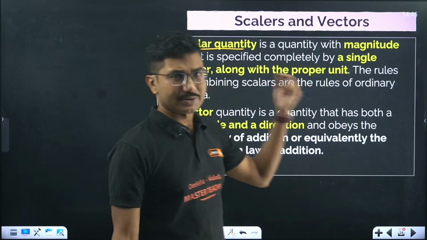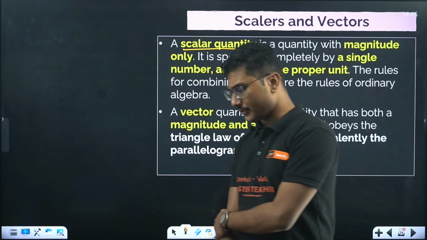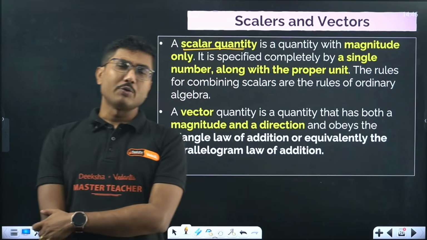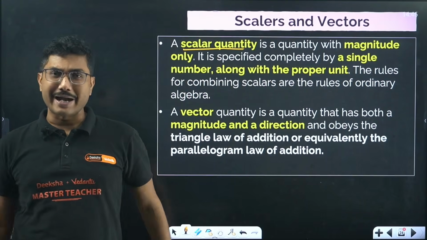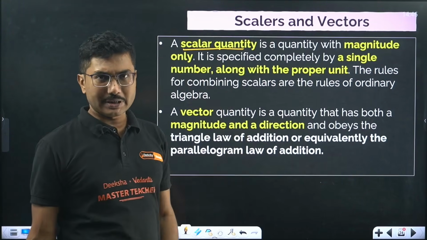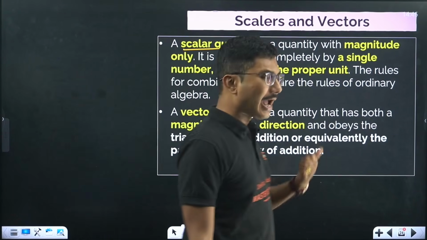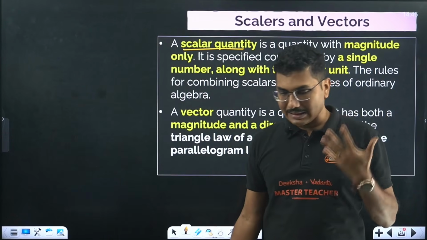For example, mass, 2 kg mass. Mass does not have any direction. If you want to add a 2 kg mass with another 2 kg mass, you just need to add them. 2 plus 2 equals 4. So that is the simple addition method. For any scalar, you just need to know the value and you can simply add them algebraically.